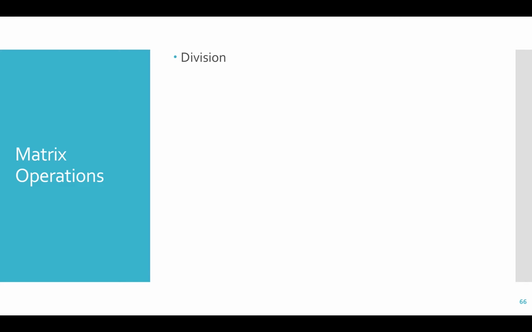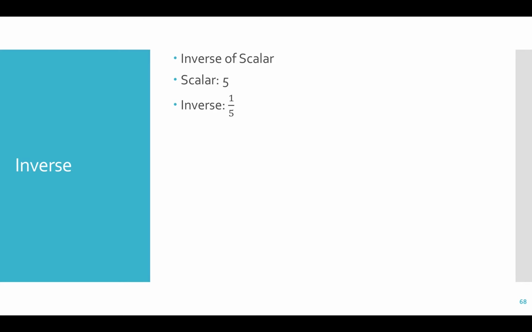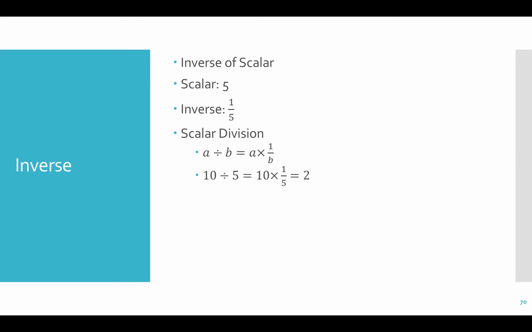Now, once we know what multiplication is, division becomes a little bit easier, but first let's start with the inverse of a scalar. So a scalar, again, is just a number, remember, and the inverse of a scalar is just 1 over that number. So scalar division, A divided by B, is the same as A times the inverse of B. Okay, so that's what we're going to do with matrices. 10 divided by 5 equals 10 times 1 over 5, which is 2.